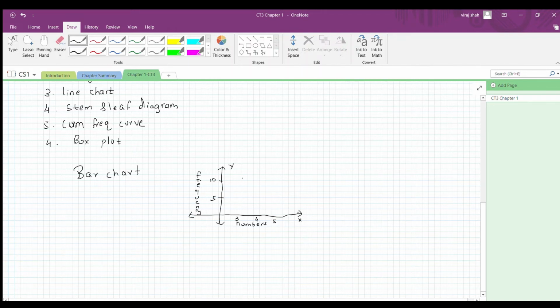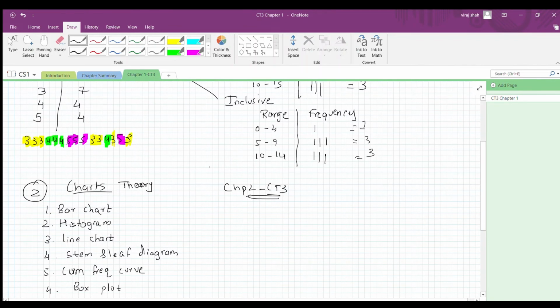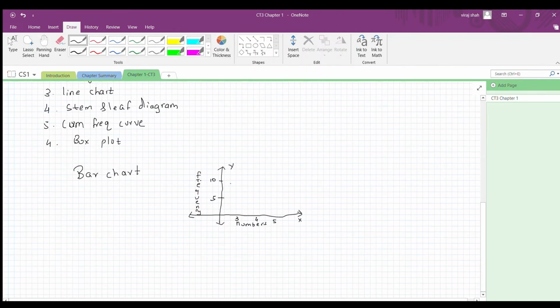The diagram will look like this, but first let's plot it. The number 3 occurs 7 times, so 7 is here. Just ignore that this is not a straight line, because I'm using a pen and a slate, so it is a bit weird, but it's okay. The number 4 occurs 4 times, so it's here. You do not need to plot 7 and 4; this is just for your understanding. Even 5 occurs 4 times. So this is what a bar chart would look like.